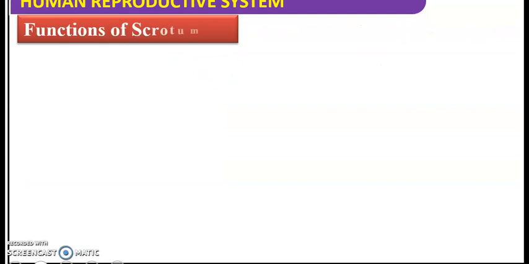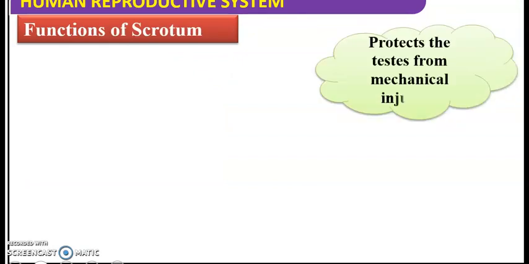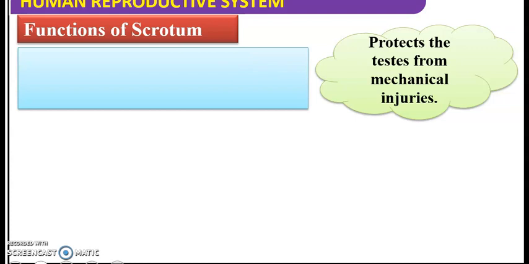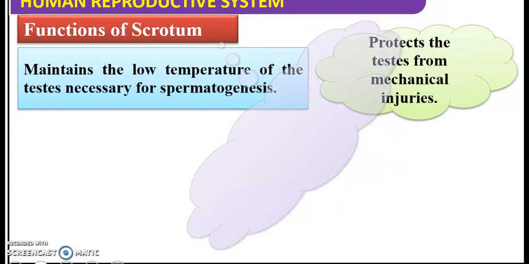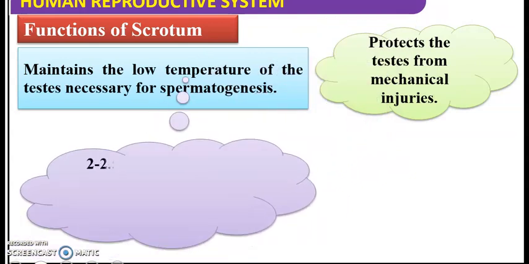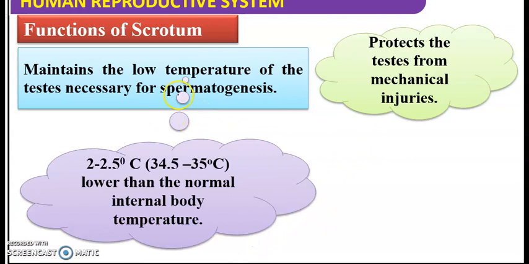Now, the scrotal sac has two main functions. The first function is to protect the testis or the testicles from any mechanical injuries. That is helped by the presence of this coelomic fluid, which acts as a shock absorber. The second function, in fact the main function, is to maintain the low temperature necessary for spermatogenesis. What is spermatogenesis? Spermatogenesis is nothing but formation of sperms, which is the formation of the male gamete.